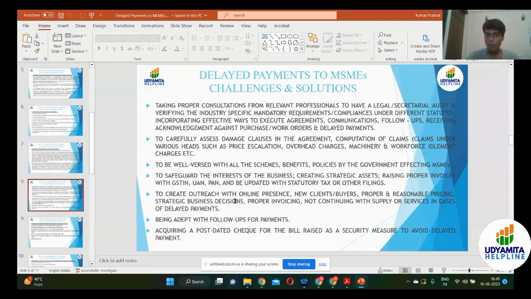Next slide is taking proper consultations from relevant professionals to have a legal secretarial audit and verifying the industry specific mandatory requirements, compliances under different statutes, incorporating effective ways to execute agreements, communication, follow-ups, receiving acknowledgement against purchase work orders and delayed payments. This is also quite important because I've seen enterprises dealing with the legal problems by themselves and only to later regret because they didn't have any technical knowledge to do so in the first place.